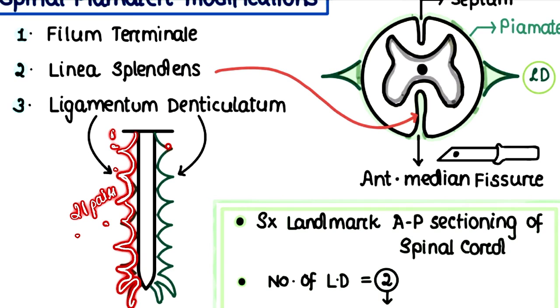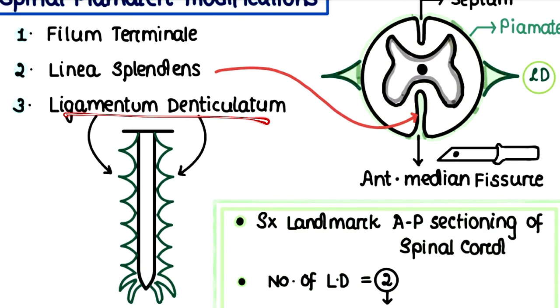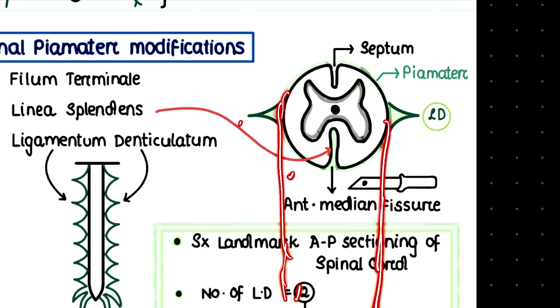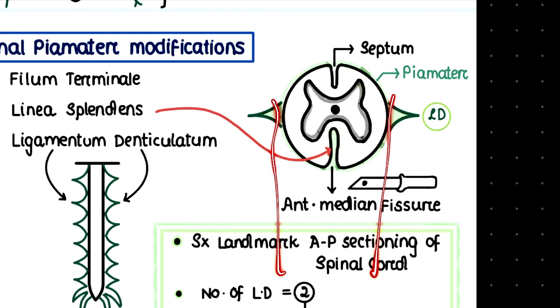Okay, so now if you'll see this ligamentum denticulatum in transverse section, then we'll see them like this. What are these? These are ligamentum denticulatum. Now what is the importance of this ligamentum denticulatum? This is our transverse section. Let's suppose that this is our spinal cord, right? We have cut it like this and we are just viewing it from above.